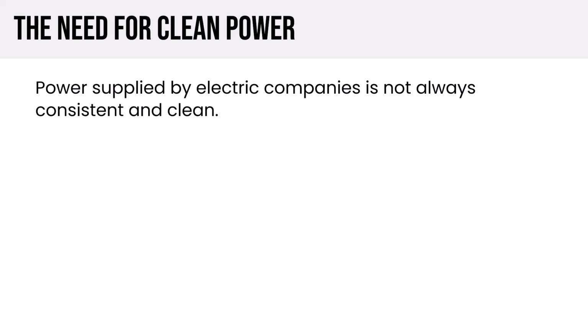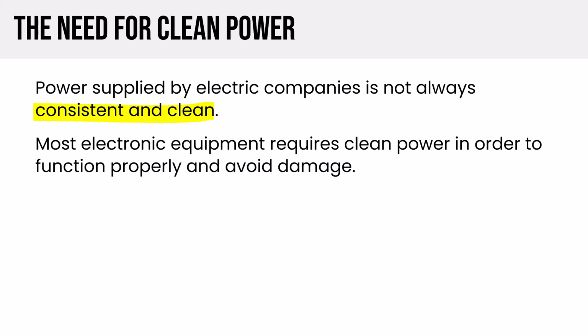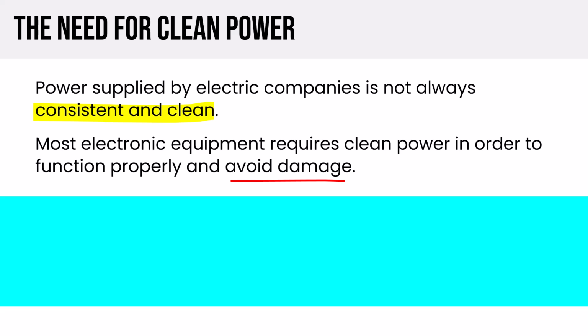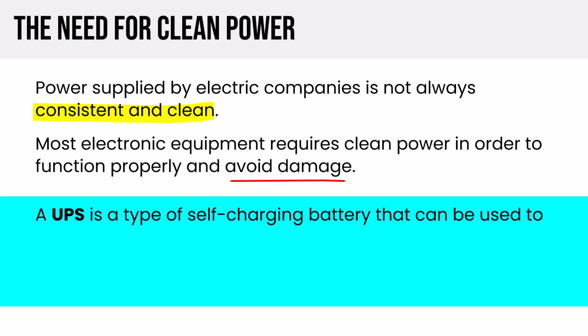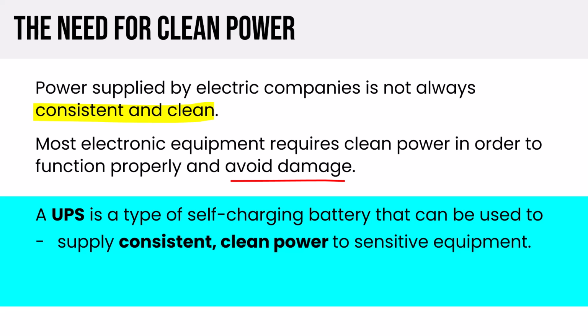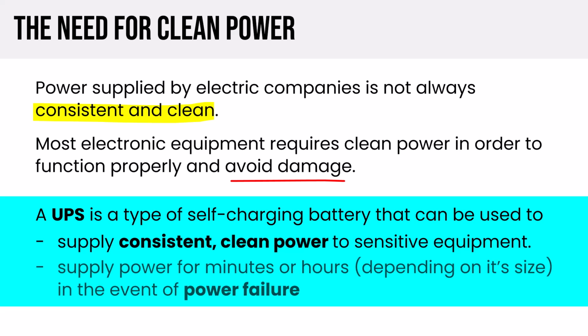So we'll wrap up 3.4 with a look at power. We're going to talk about the need for clean power. Power supplied by the electric companies is not always consistent and clean. Most electronic equipment we're working with in a data center requires clean power in order to function properly and avoid damage. A UPS is a type of self-charging battery that can be used to supply clean, consistent power to sensitive equipment and supply that power for minutes or hours depending on its size in the event of power failure.